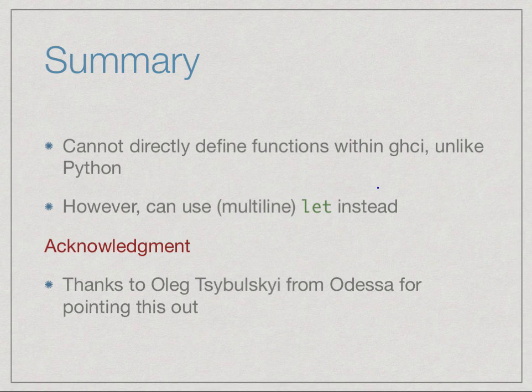So to summarize, we cannot directly define functions within ghci unlike Python. In Python, the same def command which you use to define functions in a file is exactly what you use in the interpreter. And in Haskell, you have to use let, perhaps with this multi-line :{ and :}.